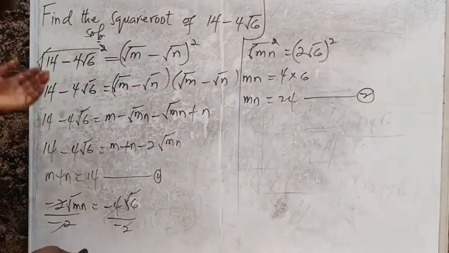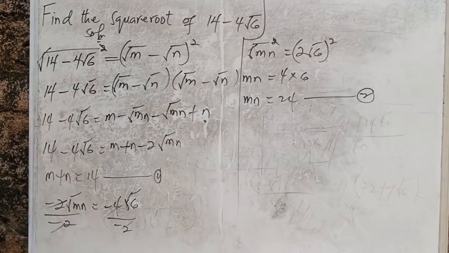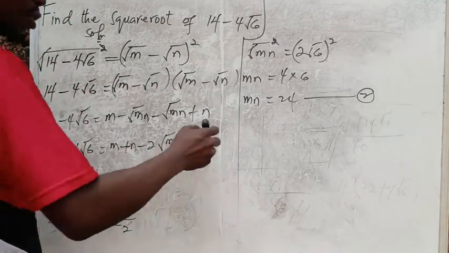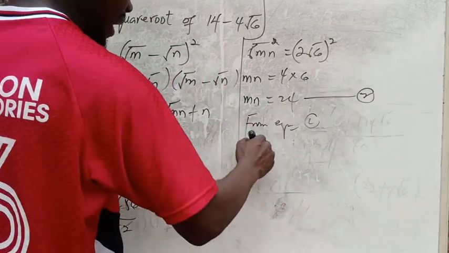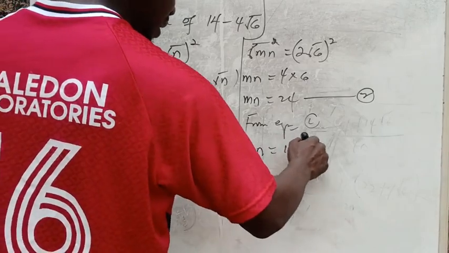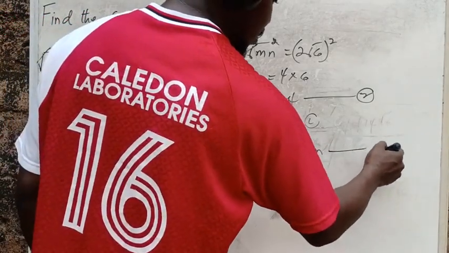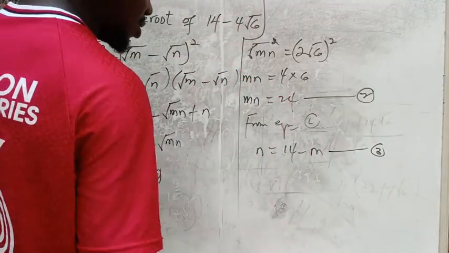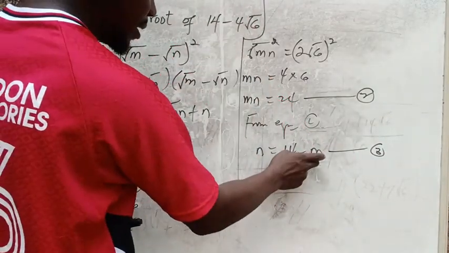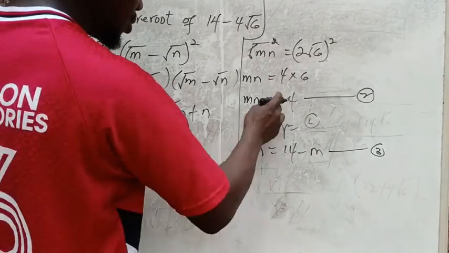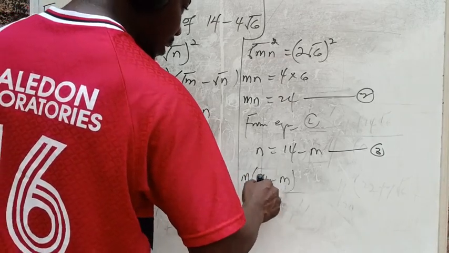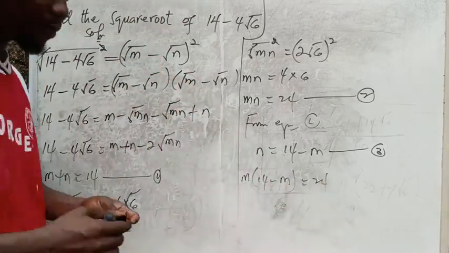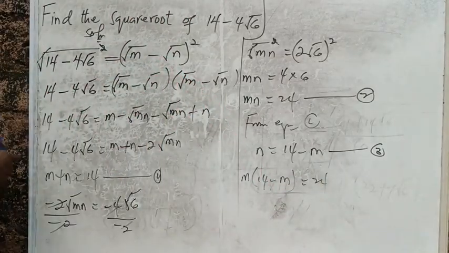All right. So we are going to be solving these two equations simultaneously to obtain the values of m and n. Then after that we know what to do. So from equation 1, you agree with me that n is equal to 14 minus m. You can label this equation 3. So the next thing you do is to substitute 14 minus m for n in this equation. So equation 2 becomes m open bracket 14 minus m close bracket is equal to 24. So you open the bracket.